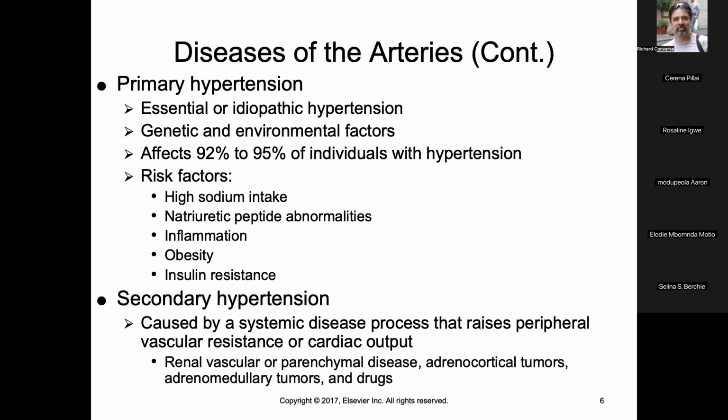Risk factors: high sodium intake, natriuretic peptide abnormalities, inflammation, obesity, insulin resistance, which really goes hand in hand with obesity. Okay. I mean, we should sort of link these together. All right. Let's do that. Right. Insulin, obesity, and insulin resistance. You might even call these comorbidities. Okay. Because generally, when we're talking about insulin resistance, we're talking about type 2 diabetes. And most people with type 2 diabetes, at least on the journey to getting that, suffer from obesity.